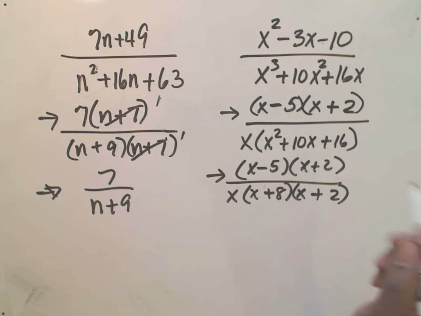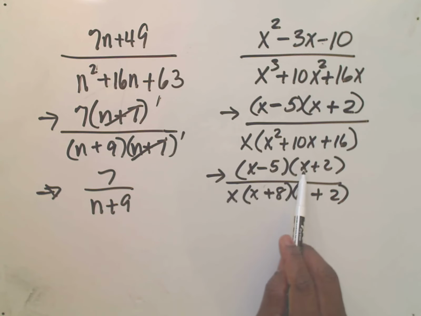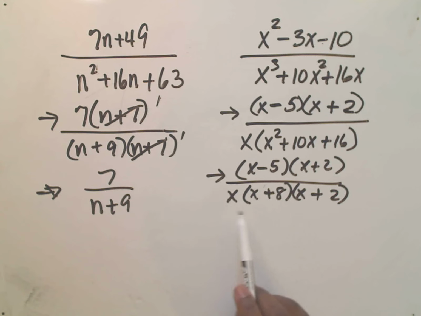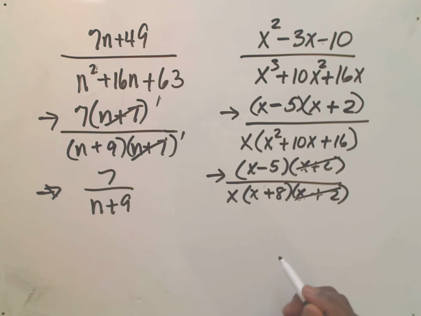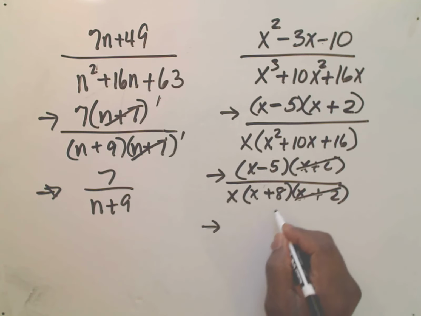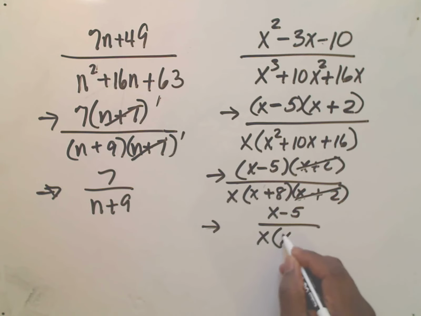And what happens? You have in the numerator the factors x minus 5 times x plus 2, and in the denominator we have three factors, x times x plus 8 times x plus 2, and then you can cancel the x plus 2. X plus 2 over x plus 2 is 1, and your result is x minus 5 divided by x times x plus 8. And that is your final result.